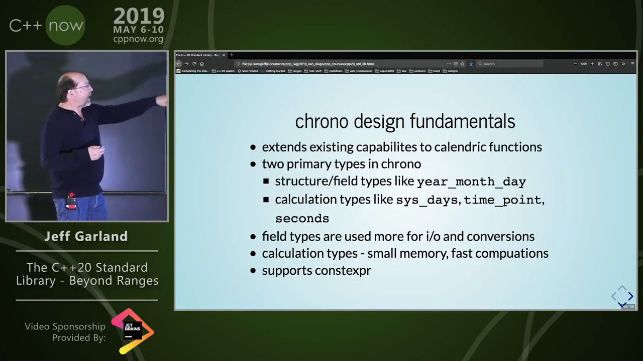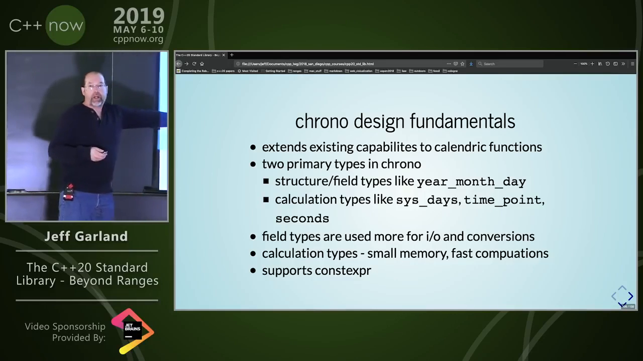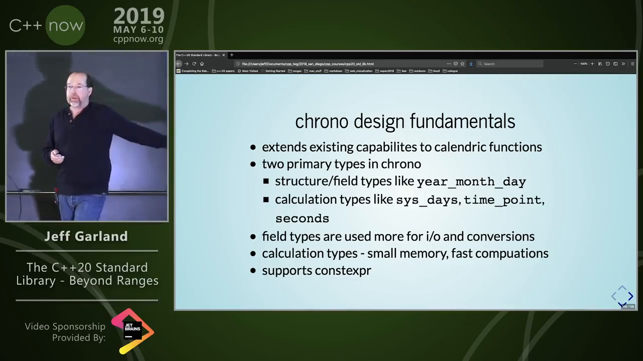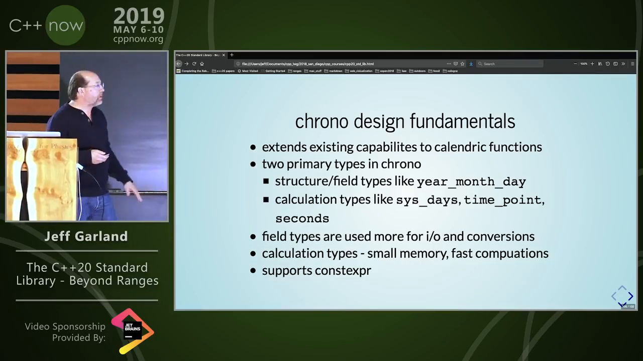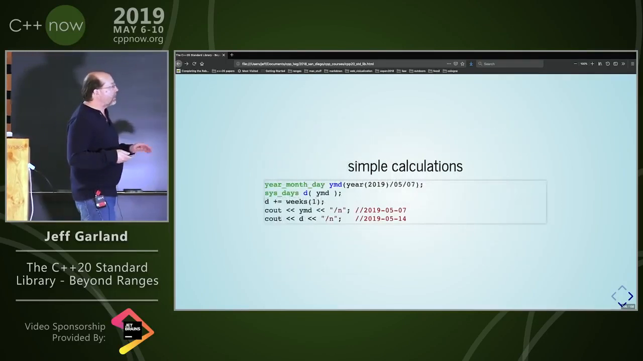But anyway, so these types are very fast. They're very small in memory. You can store lots of them. You can do lots of computations, additions, subtractions, and so forth. Okay, this is fully constexpr ready, which is really cool. You can construct times in a consistent way at compile time.